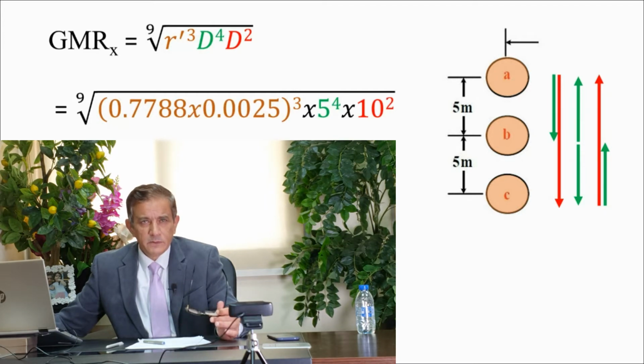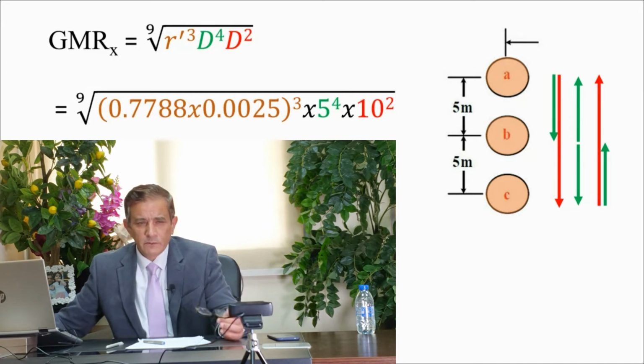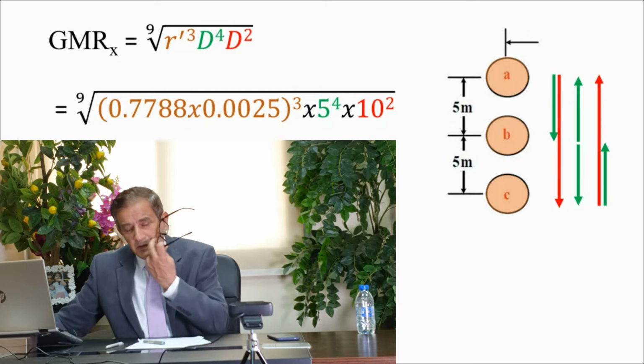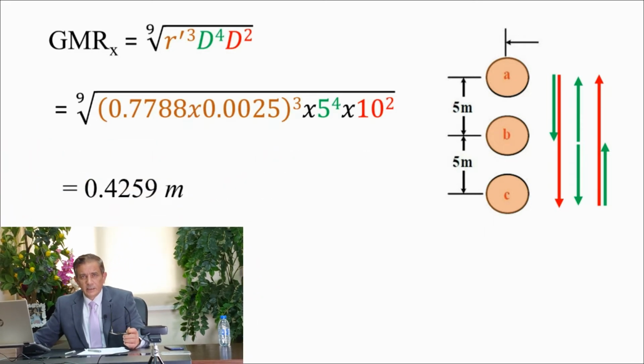Radius is the same. You remember it was 5 millimeter, so it will be 2.5 millimeter. 2.5 millimeter, I divide it on 1000 to get it in meter. Or I multiply, for example, 2.5 times 10 to the minus 3, the same. The green distance is 5 as given. This is given, it's 4 times. Then the total distance is 10. If you do this multiplication, you will get the geometrical mean radius.